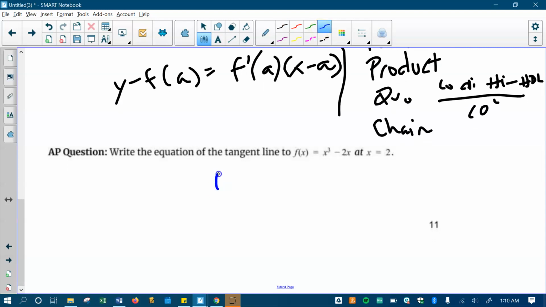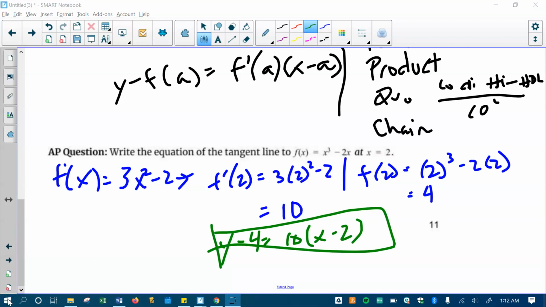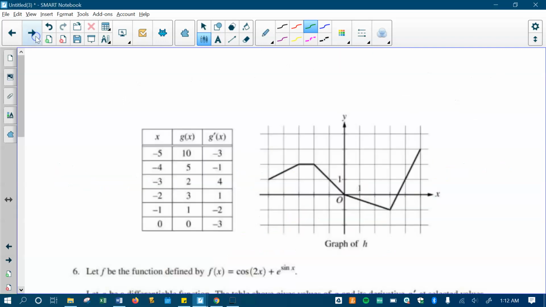So let's get f prime of 2, and this would be a good place for you to pause the video and get an answer. So go ahead and pause the video now, please. Thank you. Hopefully you got this answer: y minus 4 equals 10 parentheses x minus 2. All the work is there, so again, please pause the video if you're not sure how we got that.